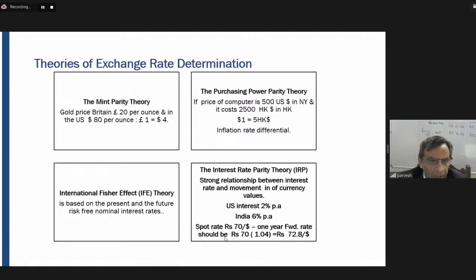Currently, it's just a hypothetical case where, if this is the interest rate and the spot rate is 70 today, then the dollar should be available at a premium of 4%, and it should be trading at 72.8. That means if you look at the forward rate today, we'll find that the rate is 72.80 one year forward, based on the interest rate differential theory. And this is a very, very important theory. Most of the time in your exams, there are a lot of questions hovering around this concept. So we will just keep a tab on that.